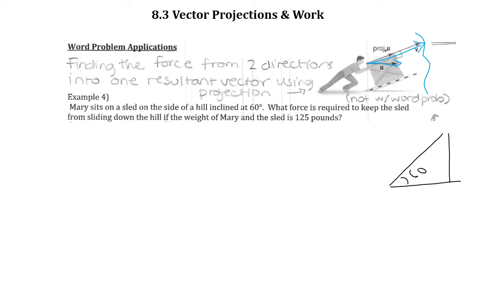And Mary is sitting in a sled. I'll just draw the sled. There's the sled, and there's a person sitting in it. What force is required to keep the sled from sliding down the hill if the weight of her and the sled is 125? So we're going to put 125 right here, pounds. And that is a force going down.